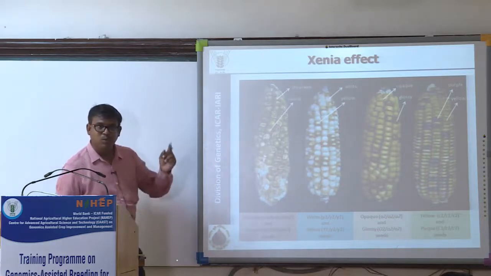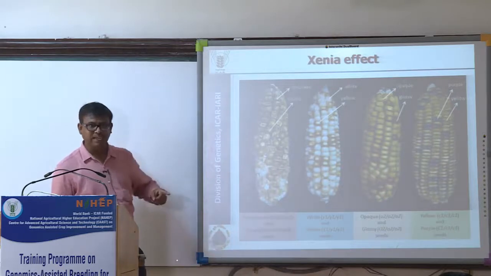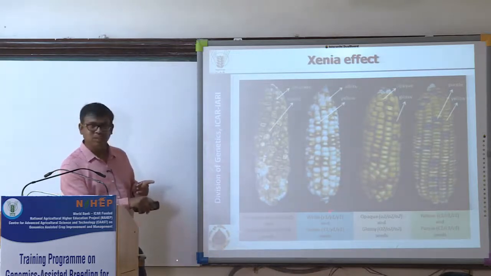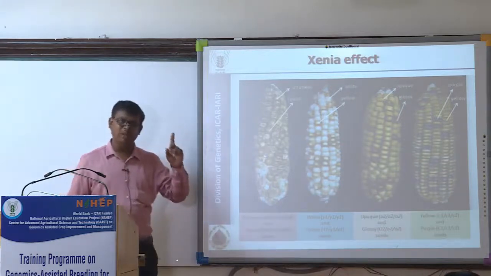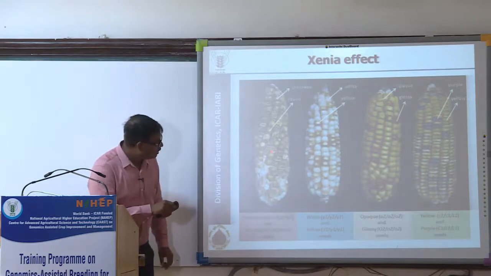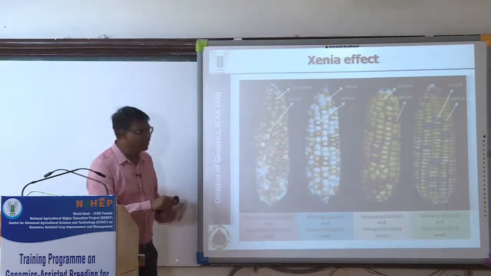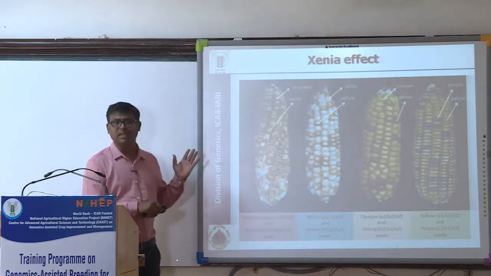Why? Because the pollen from the yellow maize, that's capital Y1, has fertilized the eggs of the small y1. So the genotype of the yellow is capital Y1, small y1. Like that, shrunken 2 is a recessive gene. Again, if the pollen from normal maize comes, you will get a round kernel. It is basically a contamination, nothing else.